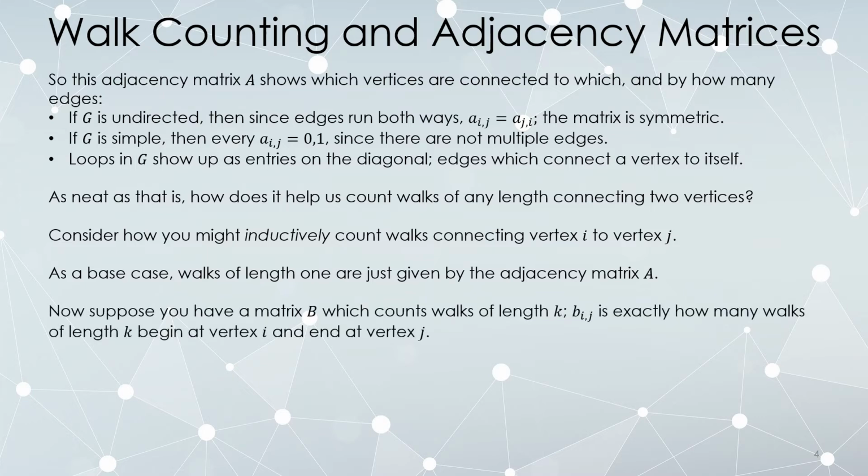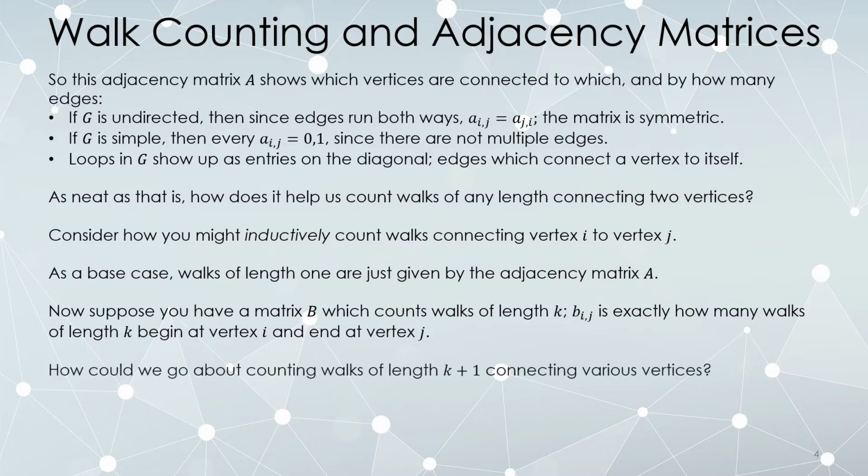But now suppose I have a matrix B. For the sake of argument, the matrix B exactly tells you how many walks of length k begin at vertex i and end at vertex j. Instead of making entries of the matrix B correspond to edges, B sub ij is how many walks of length k go from vertex i to vertex j, and let's just assume we have this matrix. Now, how can we go about counting how many walks of length k plus 1 go between various vertices?